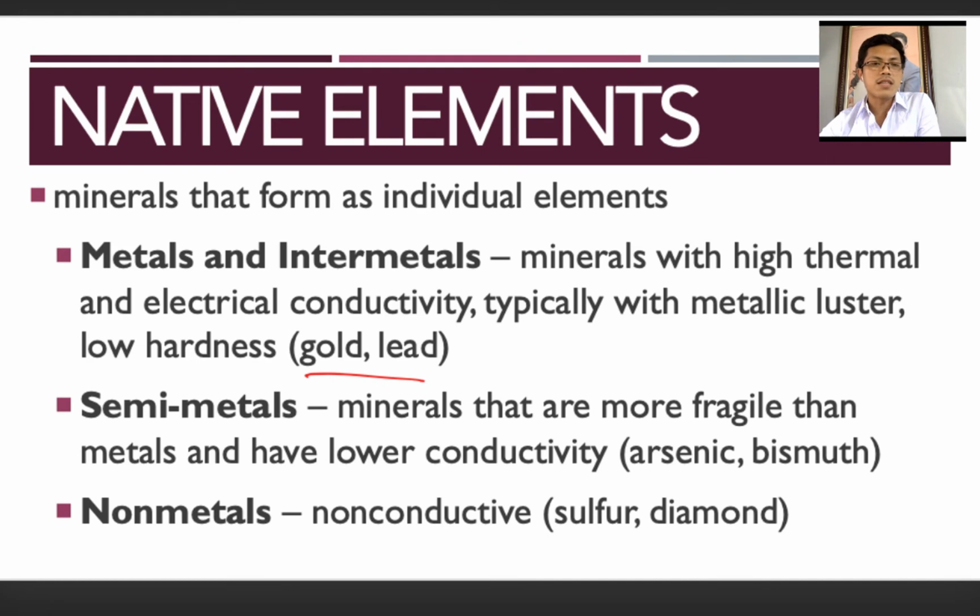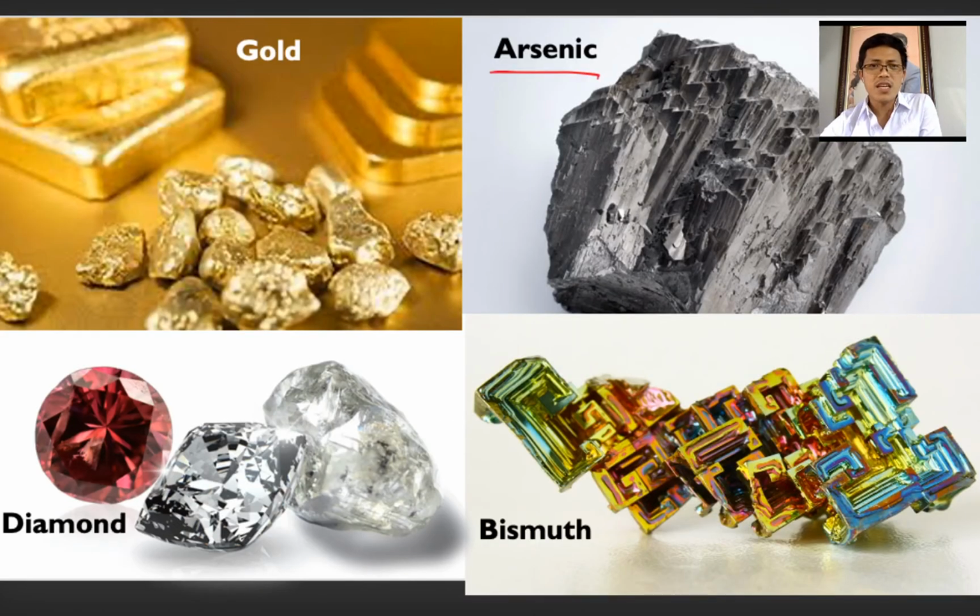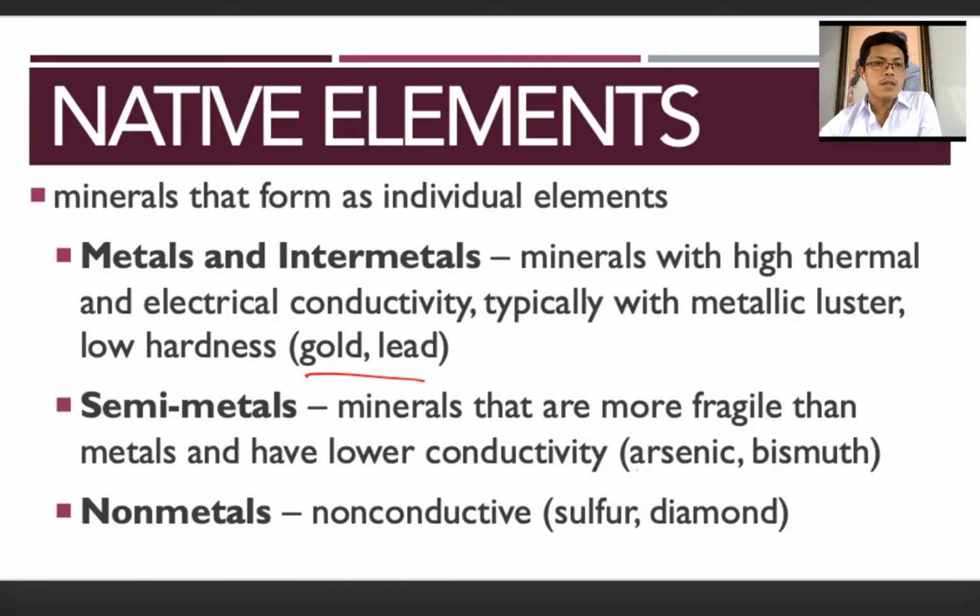We have the native elements, minerals that form as individual elements like gold or lead, which are classified as metals, semi-metals, or nonmetals. Metals have high thermal and electrical conductivity, typically with metallic luster and low hardness. Semi-metals are more fragile than metals and have lower conductivity; examples are arsenic, which is highly toxic, and bismuth. Then we have nonmetals, which are non-conductive. Examples are sulfur and diamonds.